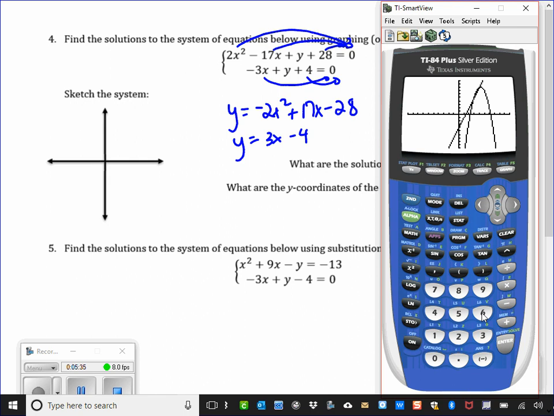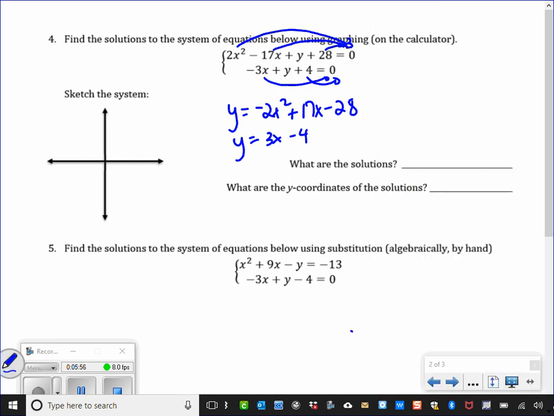I think they are crossing twice, so I'm going to do second trace, number 5, and hit enter 3 times. So one of them's crossing at 3, 5. And then they're crossing again a little higher than that. So second trace, or 5. Move my cursor up. So 3, 5 was the first one. Press enter 3 times, and 4, 8. So 3, 5, and 4, 8.